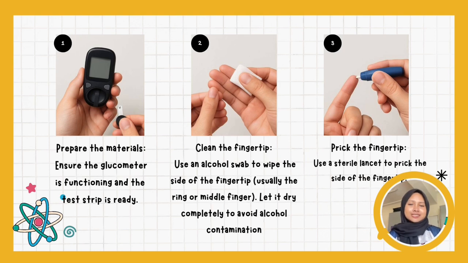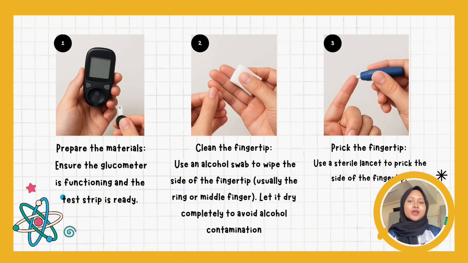Okay, let's go through the steps to check blood glucose using a glucometer. Step 1. Prepare the material. First, make sure the glucometer is functioning properly and that the test strip is ready. Step 2. Clean the fingertip. Then use an alcohol swab to clean the side of the fingertip, usually the middle finger. Let it dry completely to avoid interfering with the reading.